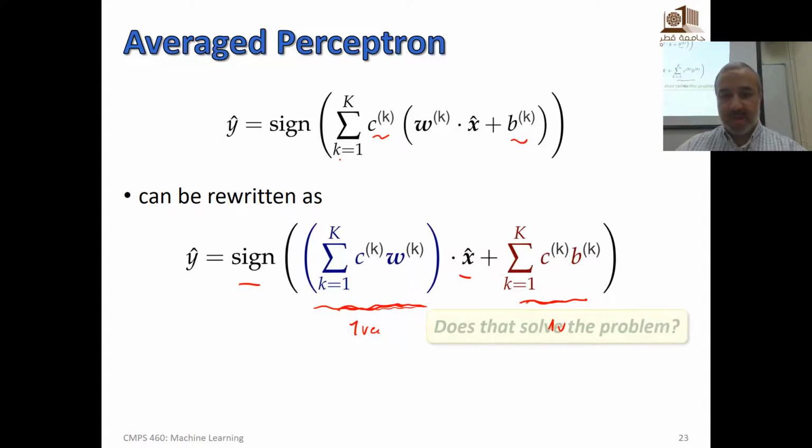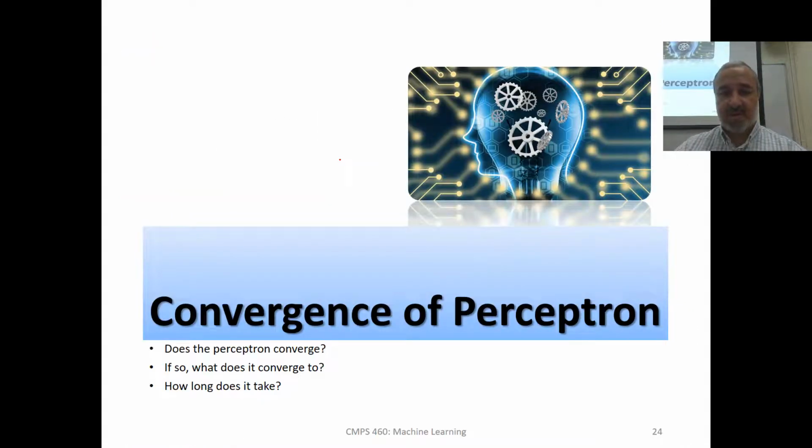Does that solve the problem? I think we answered this question already. Now, let's switch to another subtopic in Perceptron, which is about convergence. First, what do you mean by convergence? If I told you that this model converged, what does that mean? Have you heard the word convergence before? It has to have a meaning, right? What does that mean?